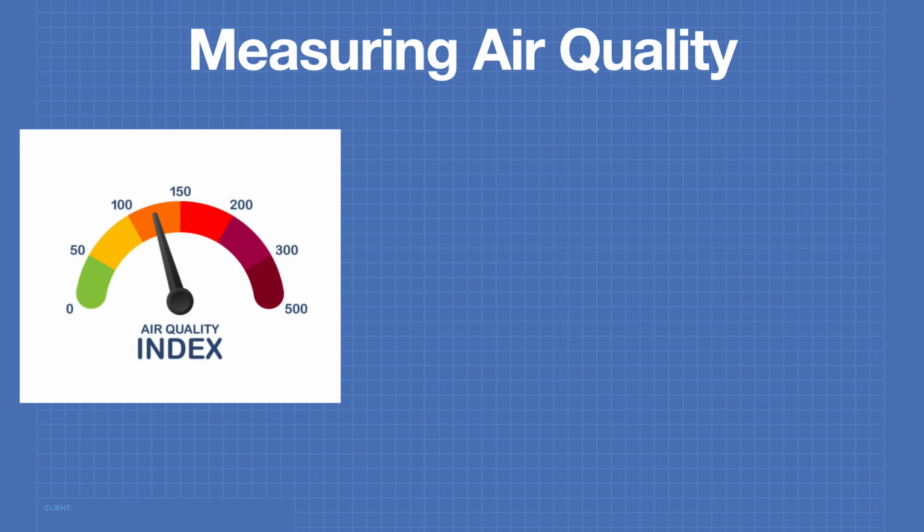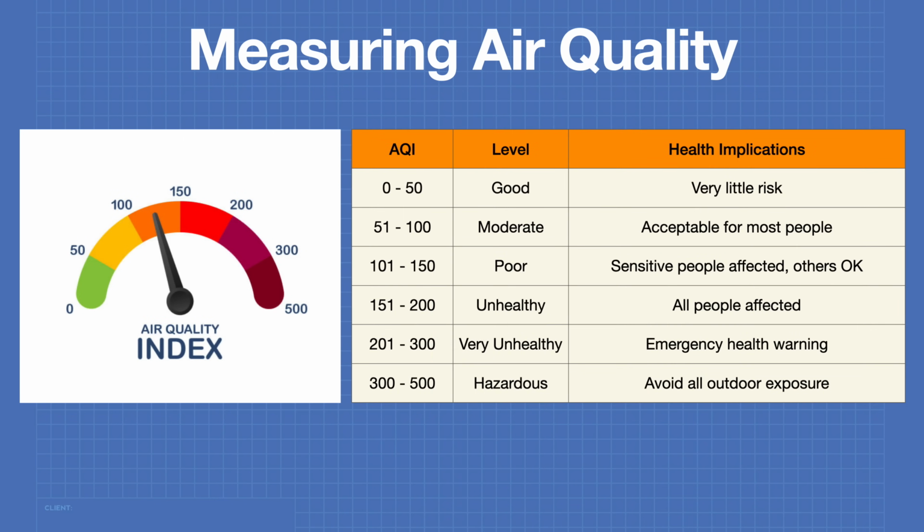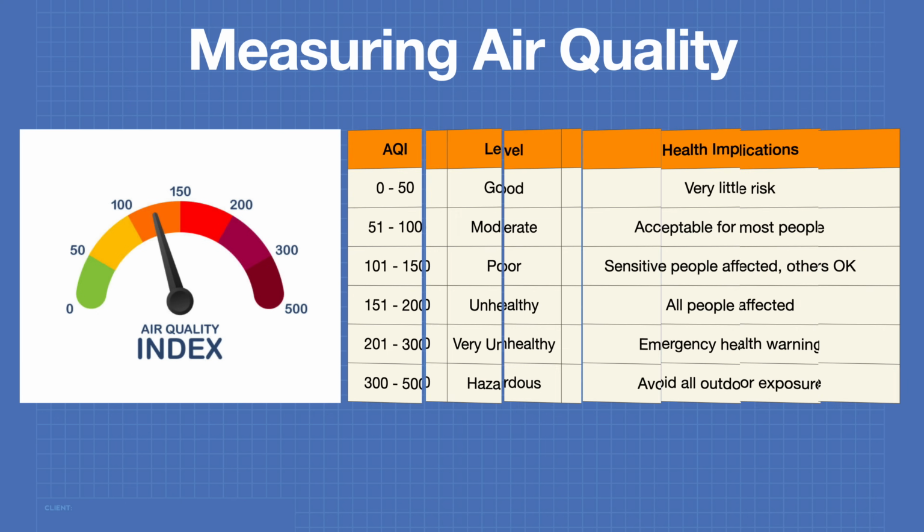The Air Quality Index is a scale that's been established to measure air pollution. Air quality can range from 0 to 500, and you want to have an air quality index of 100 or less in an ideal situation.